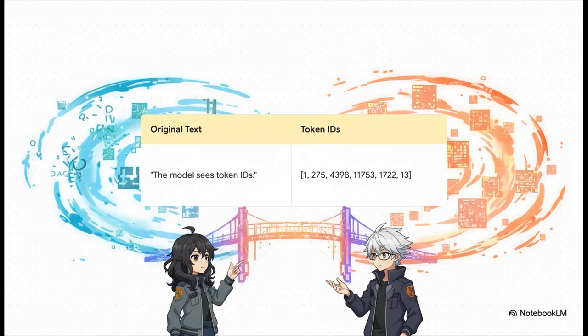And this is so important. This slide shows you what the model actually sees. It doesn't see letters or words like we do, it sees numbers, these token IDs. Tokenization is that critical bridge that translates our human language into a sequence of integers the model can understand, and then it translates the model's numbers back into words for us.